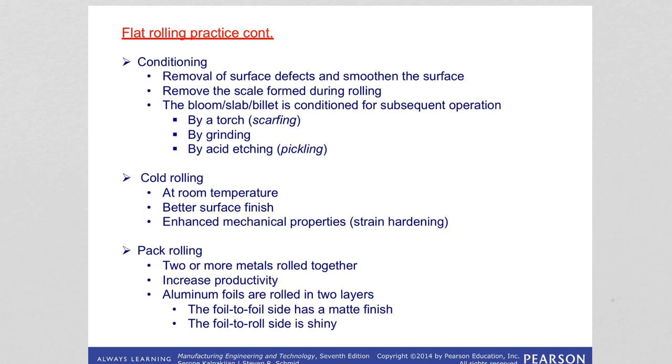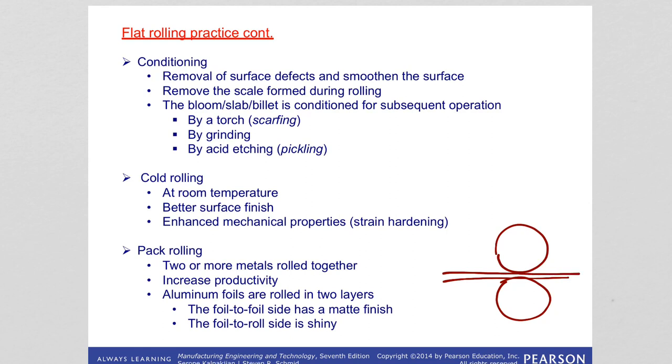Sometimes the flat rolling operation can be done with two or more metals rolled together. This will increase the productivity. One example is aluminum foil, which is actually rolled in two layers, and top and bottom will be in contact with the roll. So think about, we have the rolls and two are rolled at the same time.